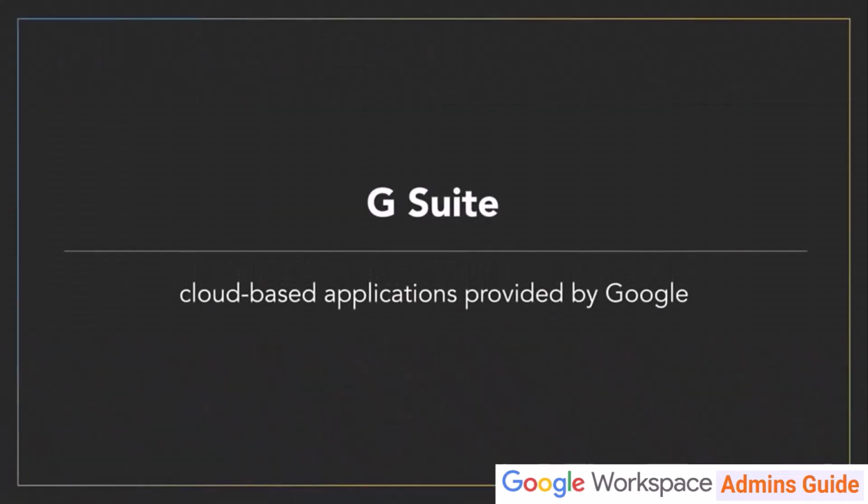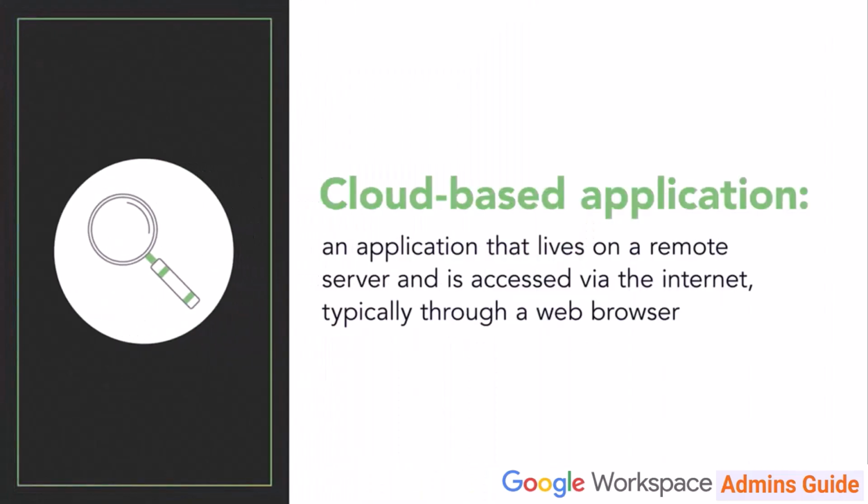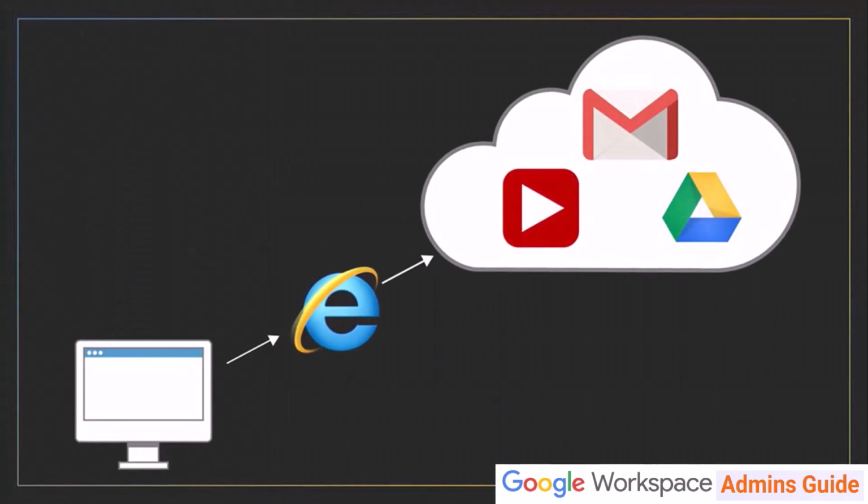Formerly Google Apps or G Suite, Google Workspace is a collection of cloud-based applications provided by Google. The cloud refers to applications that live on the web and are not stored on a local computer. Cloud-based applications are accessed via an internet connection, typically through a web browser.